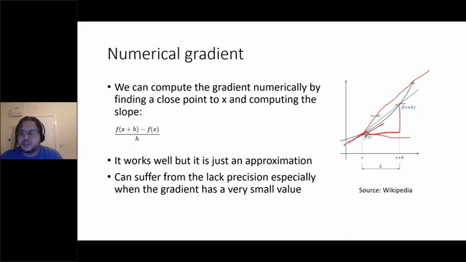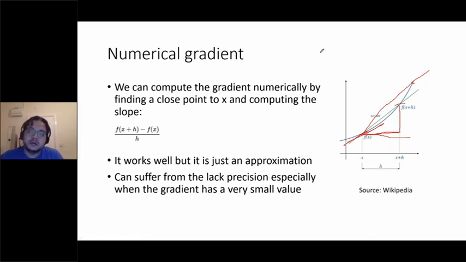We choose a point very close to x, we draw the triangle, we divide this length by this length, and we get the slope. This is the numerical gradient. Happy so far? Are you happy, guys, with what the numerical gradient is? Great. So it works well, but it is just an approximation, and it is general. You don't even need to know the derivative of a function if you want to use this. It can suffer from a lack of precision.